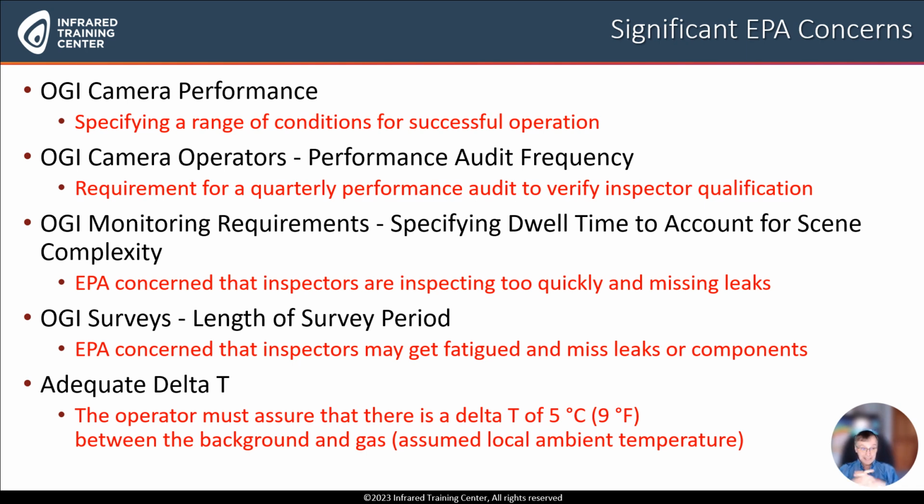Also, the length of the survey period. The EPA is concerned that, given the above, inspectors may get fatigued and miss leaks or components. So they're going to be limiting the amount of time that an individual inspector can inspect without taking a rest break. Also, they're maintaining that the operator must assure that there's a delta T of at least 5 degrees Celsius, which is 9 degrees Fahrenheit, between the background, the area behind the gas, and the gas itself. So the gas will be assumed at local ambient temperature. So all of these are significant concerns and are addressed in the Appendix K.